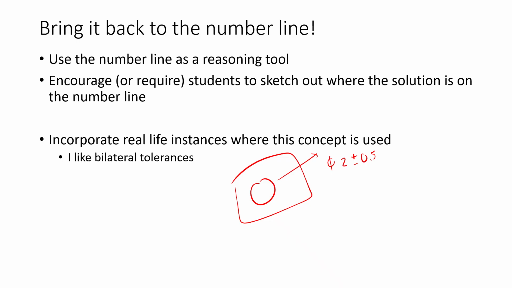And so that can give students a little bit more context and grounding into what they're doing. And because a diameter or a tolerance is also a very physical thing that you could actually draw out and make a picture of, it reinforces the number line as a tool as well. So I hope this helps with some ideas for how to use the number line and how to apply it to absolute value.